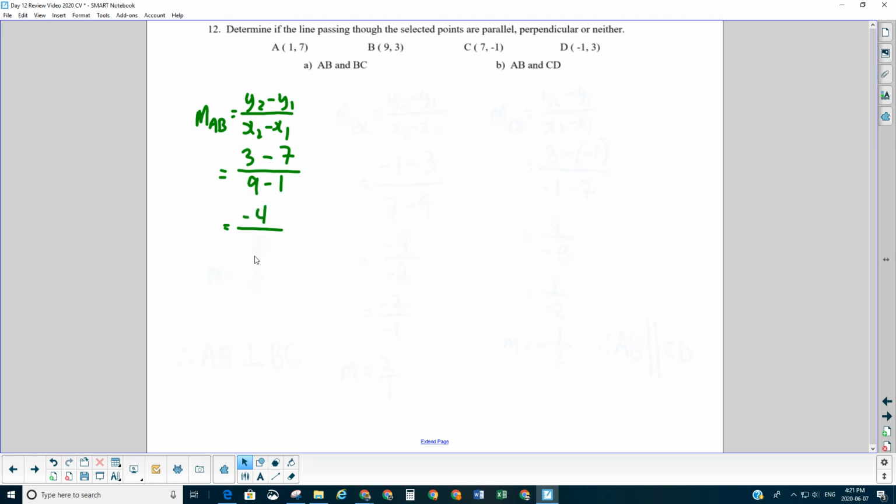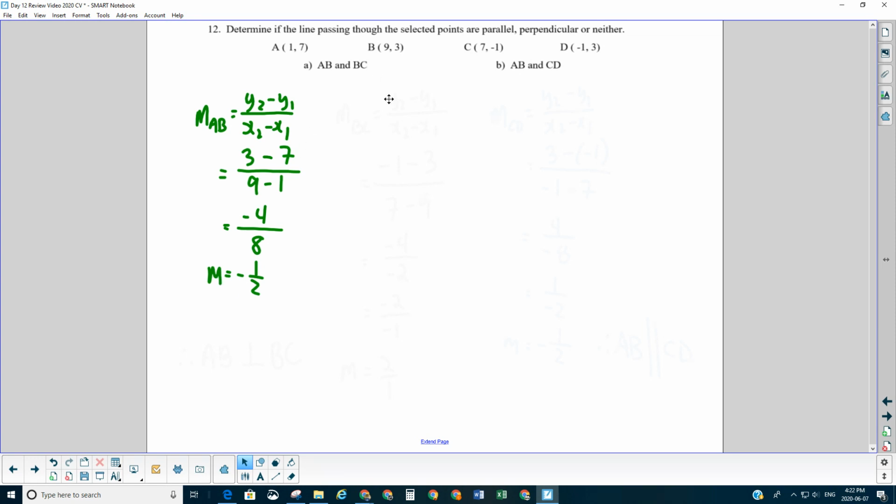And then 9 minus 1 is 8. All right, now we've got a fraction, and we do know that our slope is negative 4 over 8. But anytime we can reduce, we should reduce it. So we're looking for numbers that divide evenly into 4 and 8, or negative 4 and 8. And I think 4 goes into both of them. So negative 4 divided by 4 is 1, and 8 divided by 4 is 2. And so this slope reduces down to negative 1/2. All right, so that is the slope of the line AB.